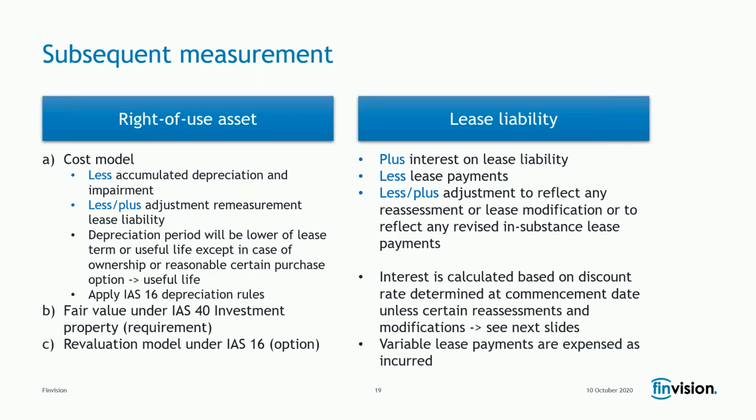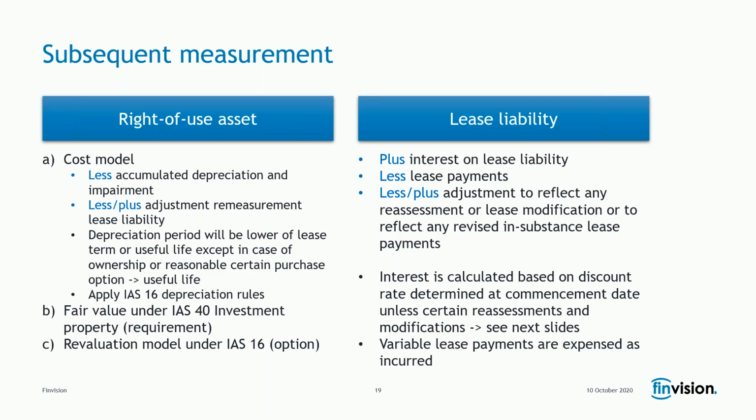Nothing difficult, I think. The lease liability. This is just a normal, a bit the amortized cost method. You will add any interest on the lease liability, and you will deduct the lease payments. And then you will have less or plus the adjustment to reflect any reassessment or the impact of a lease modification to the lease liability.